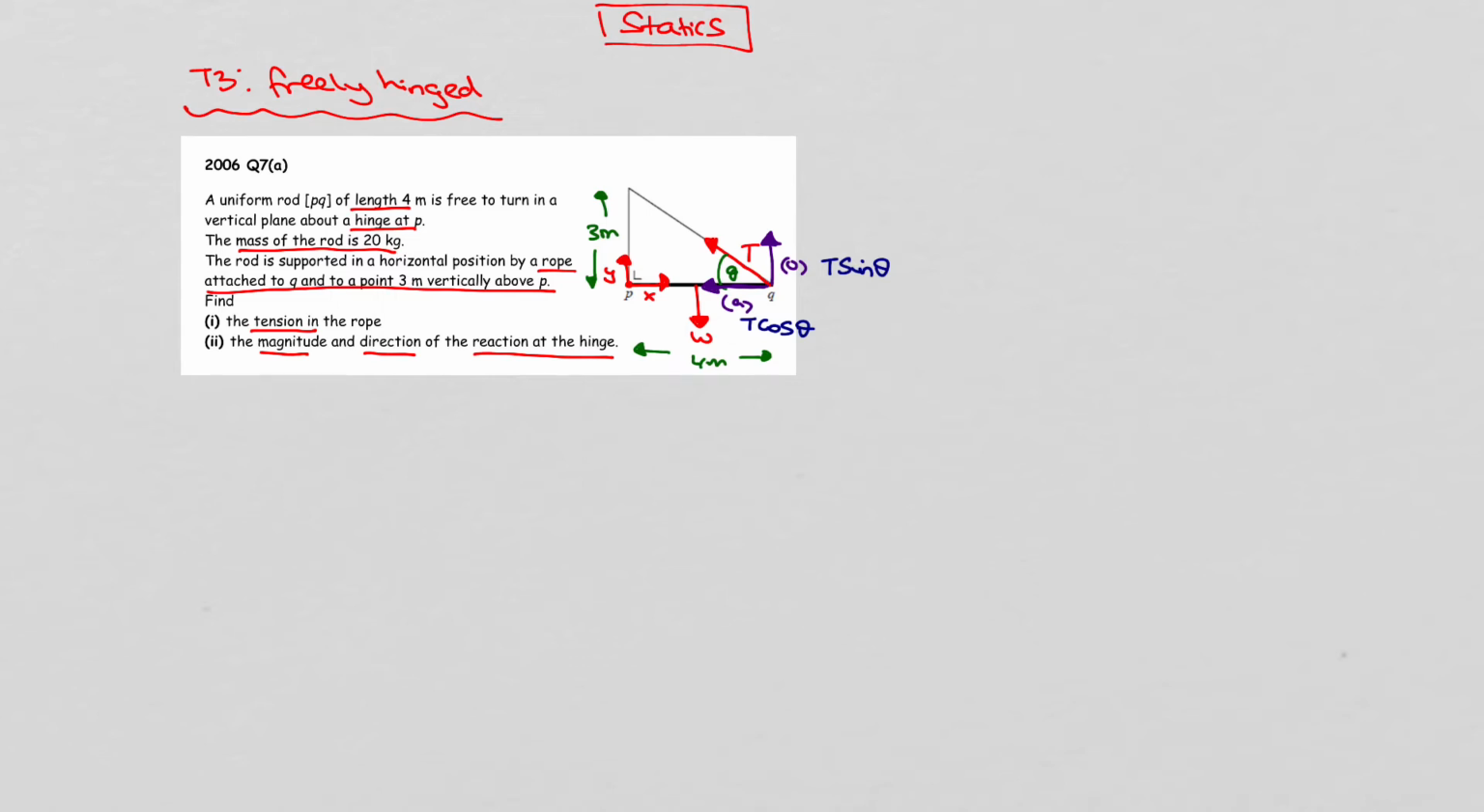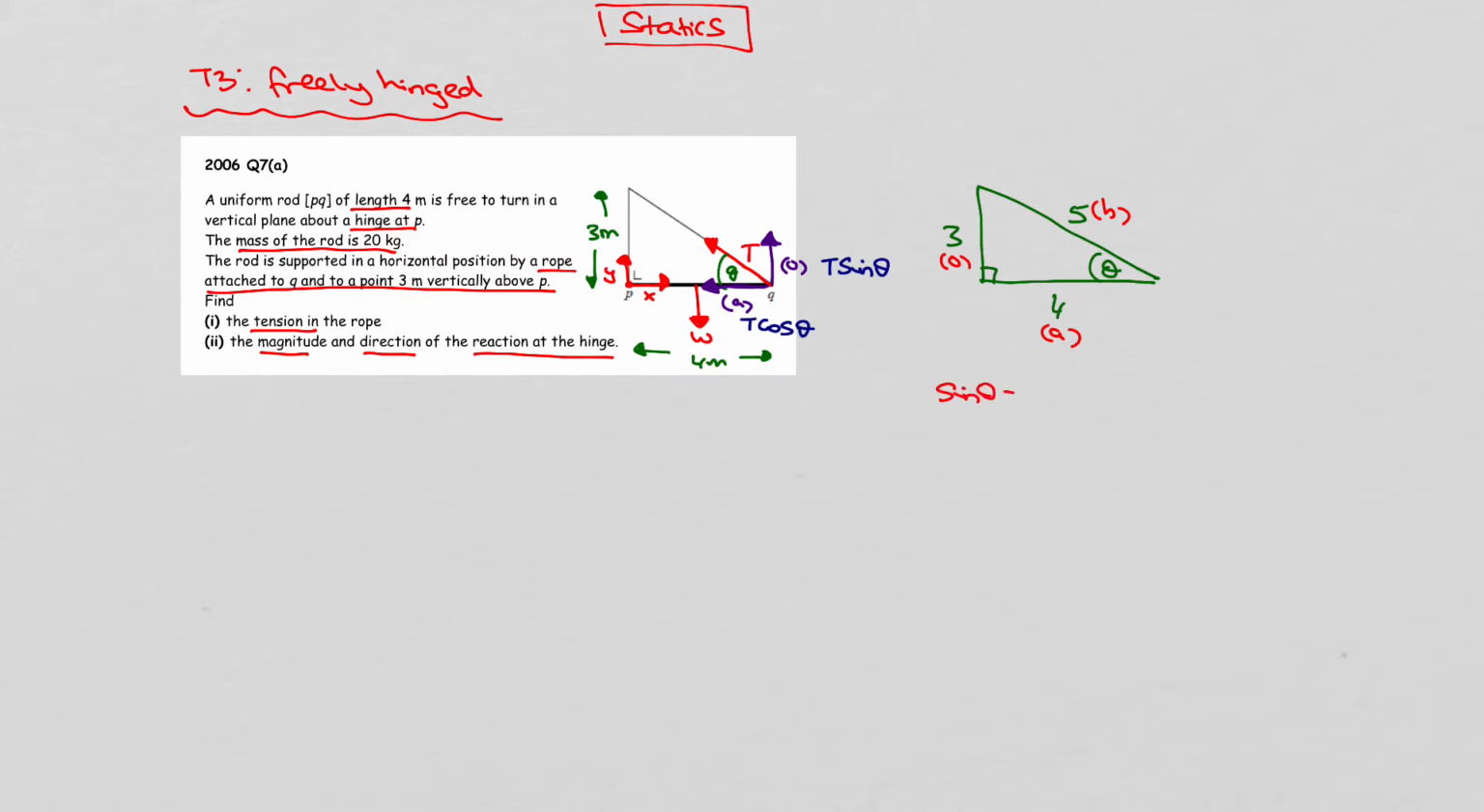Now, what's interesting is that because we were given the vertical height and the length of the rod PQ, I can take this triangle out, and I can work out what sine theta and cos theta are. Because if we know that this side is 3 and this side is 4, we recognise that as our Pythagorean triple, 3, 4, 5. In other words, the square root of 9 plus 16 is going to be the square root of 25, which of course is 5. So therefore that gives me 3 is the opposite, 4 is the adjacent, and 5 is the hypotenuse.